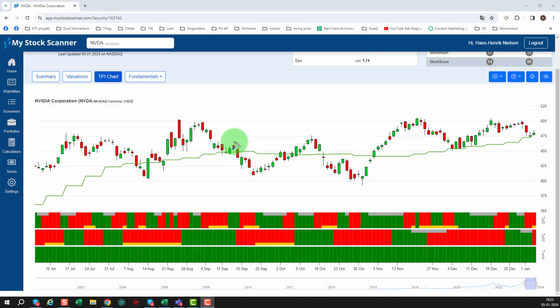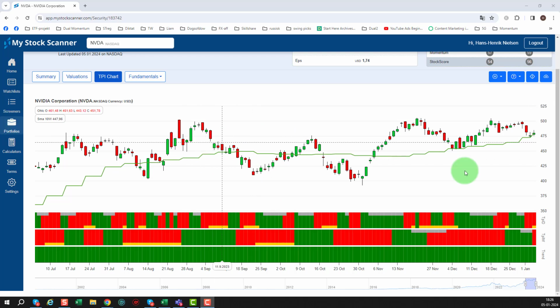Now, the green is still the statistical indicator saying that, looking back for many years and looking at the pattern of this chart, statistically the price ought to be going up. And the same thing when turning red: statistically the price ought to be going down. However, that is not always happening, so it's not a magical indicator. This is just the statistics.